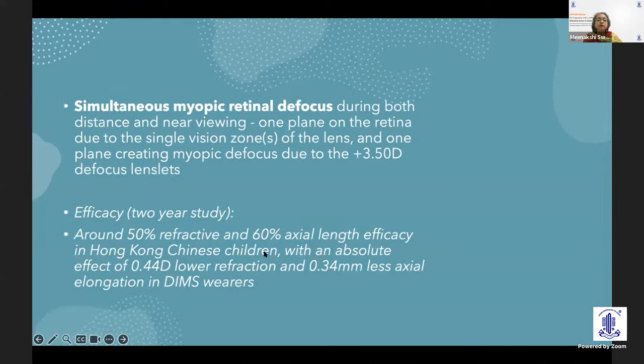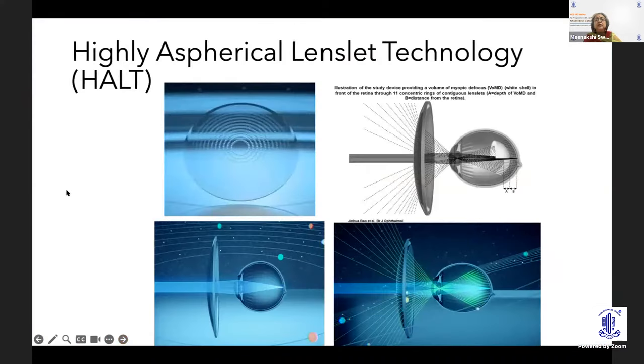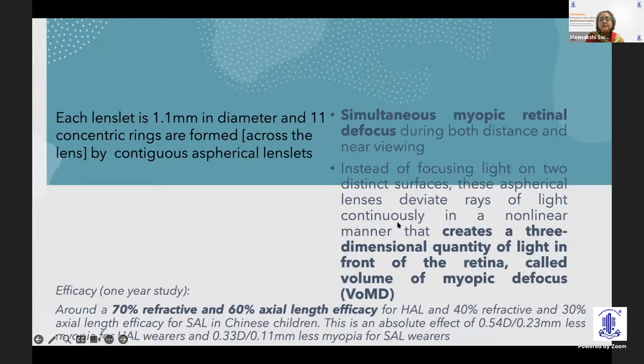The efficacy around 50% refractive and 60% axial length efficacy was found. So they're not bad, half there. The next type is HALT, highly aspherical lenslet technology. If you see, compared to the previous one, which only had one big zone, this has more of a 3D sort of effect, like a more volume effect. And that's how it works, actually.